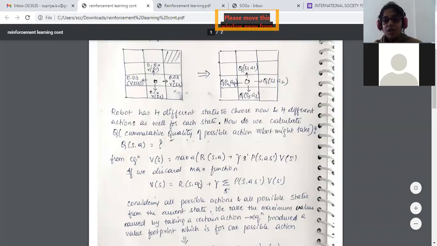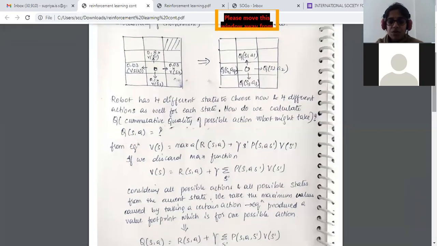From here, what am I doing? I'm going to discard this max function. I do not need this function for now, because I used to take the maximum of this value. Now I don't want that for now. I'm going to take that function out. V of S is equal to R of S comma A. Since I'm removing this, I will have only these things in the picture, and I've written it over here.